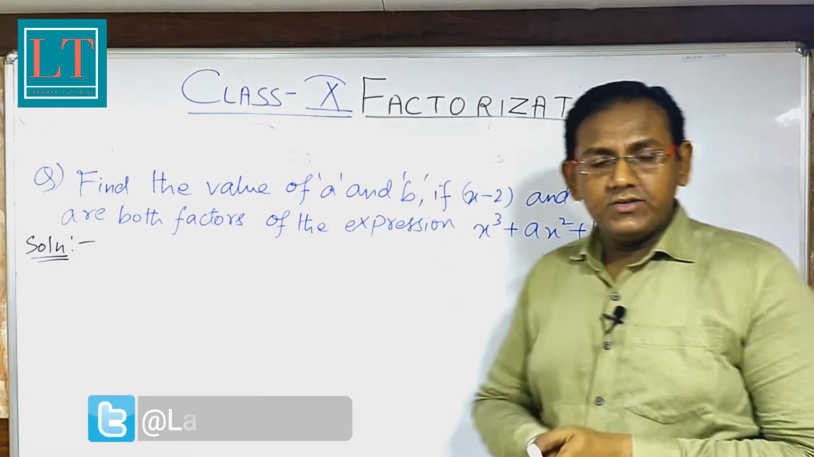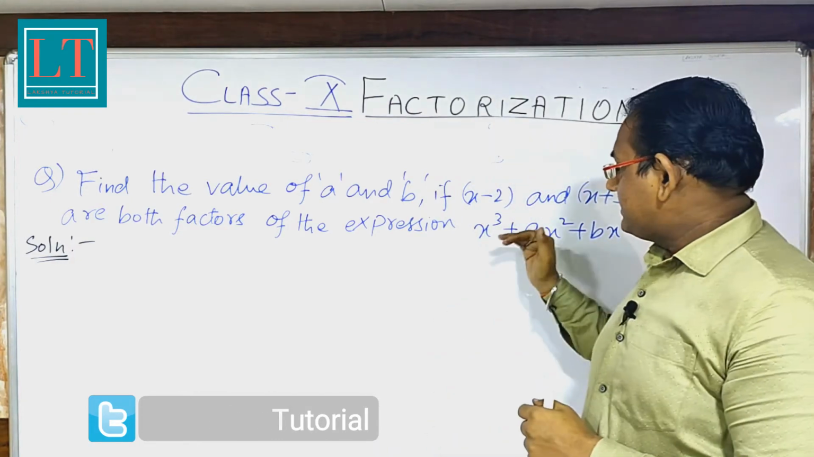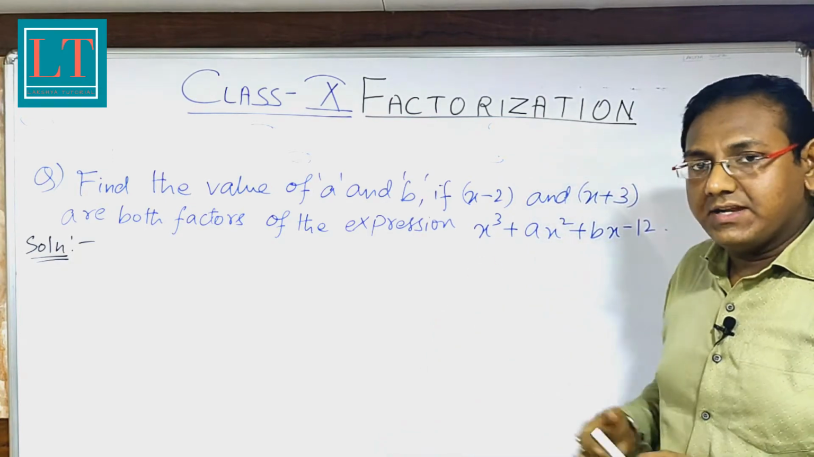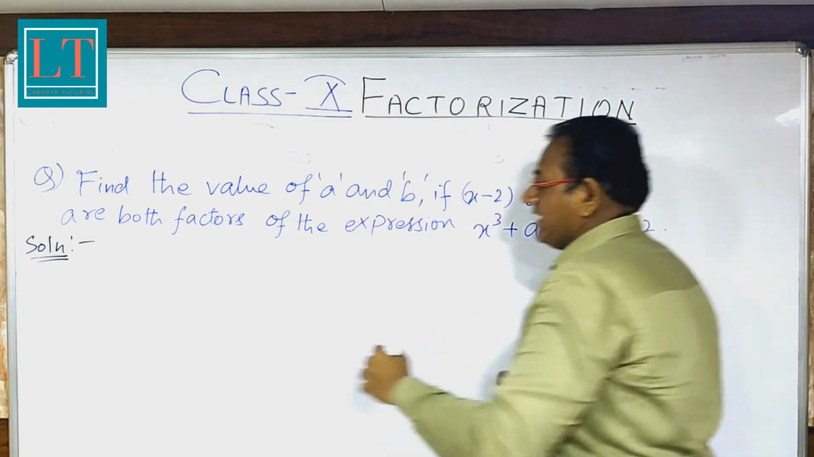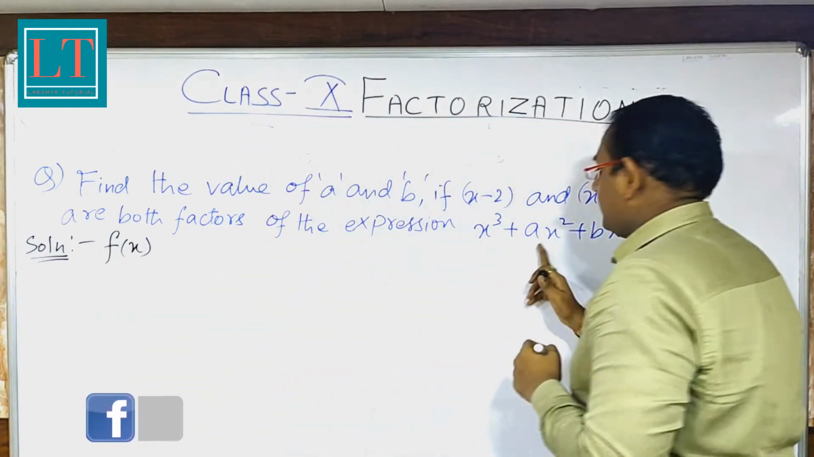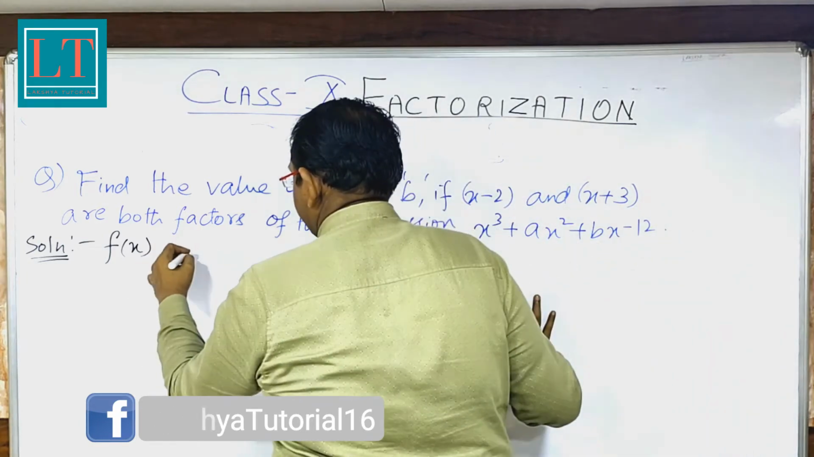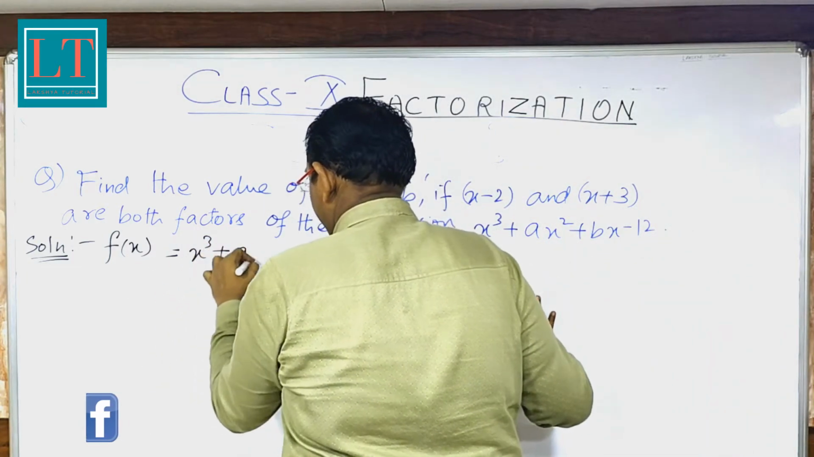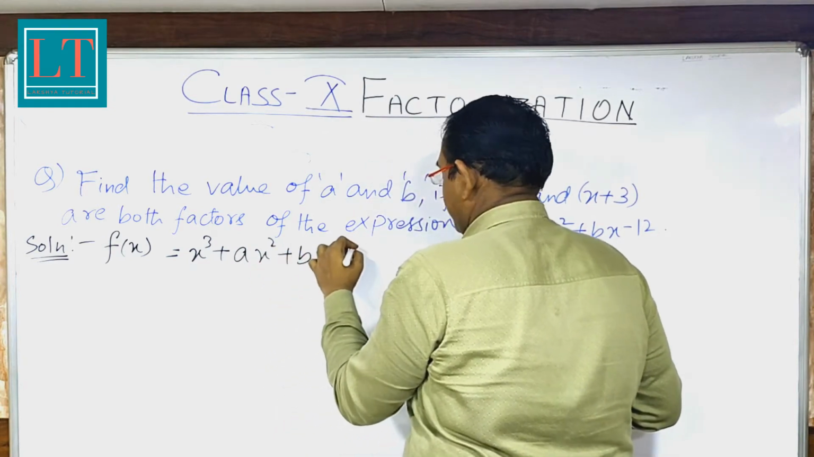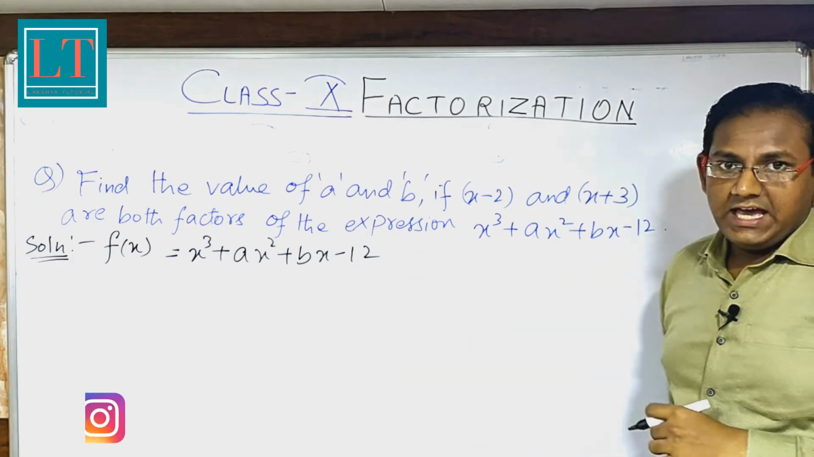Now since we already know about the factor theorem and what factors are, we can easily understand that we need to substitute the value of x in this given expression. But before that, let us take this entire expression to be f(x). So we are writing this as x cube plus ax square plus bx minus 12. I have considered this entire expression to be f of x.